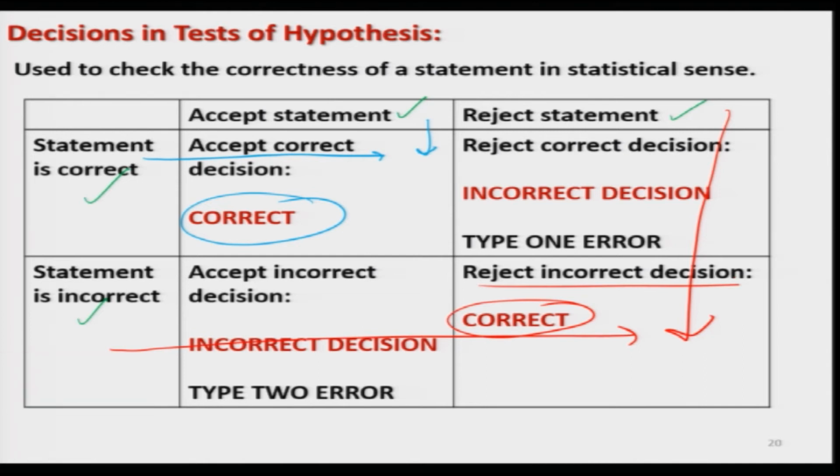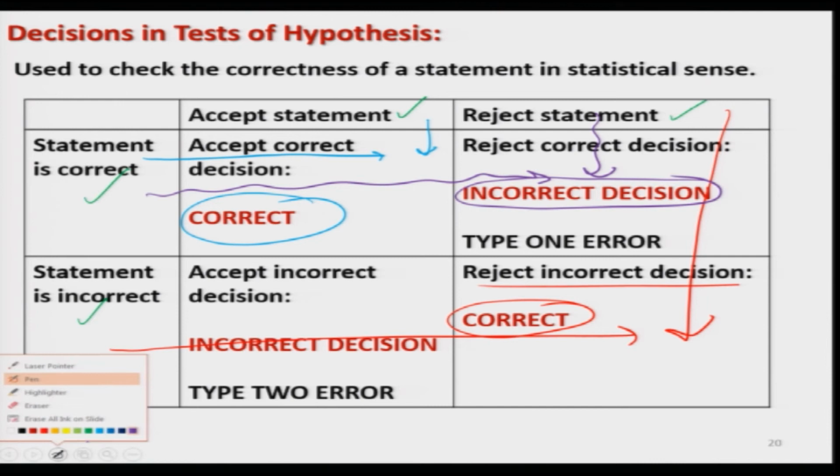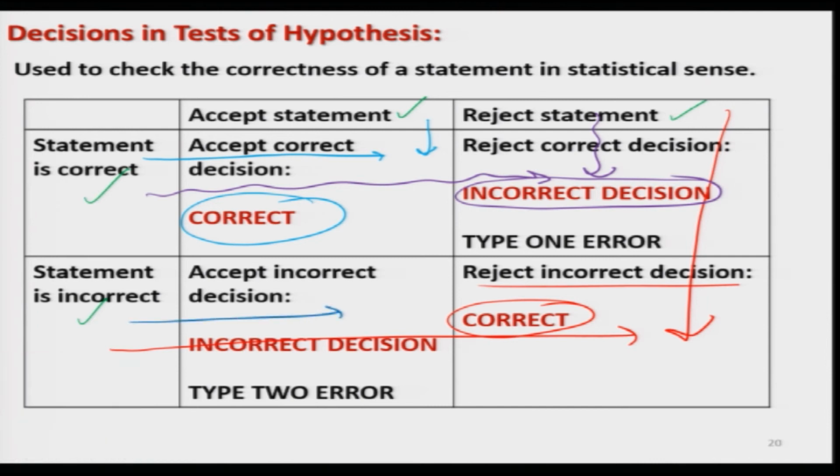Now, in case the statement is correct and we are trying to reject it, then this is an incorrect decision. Similarly, in case you consider that the statement is incorrect and you try to accept it, then this is also an incorrect decision. So, out of these 4 decisions, 2 decisions are correct and 2 decisions are incorrect.